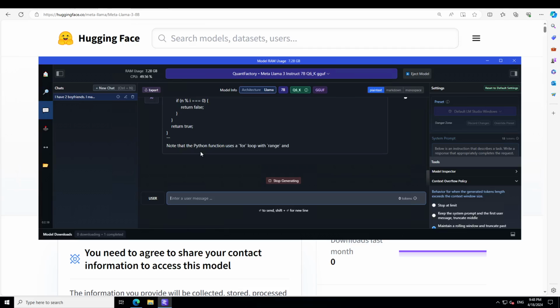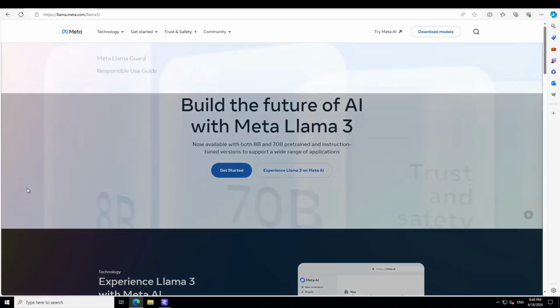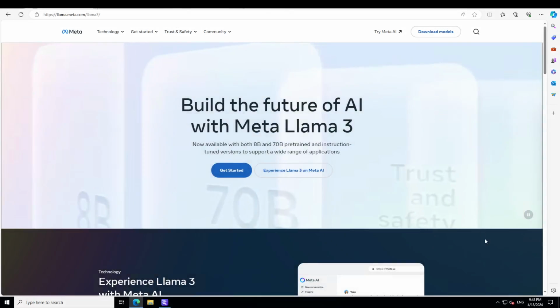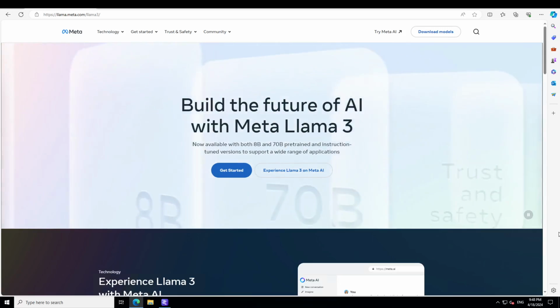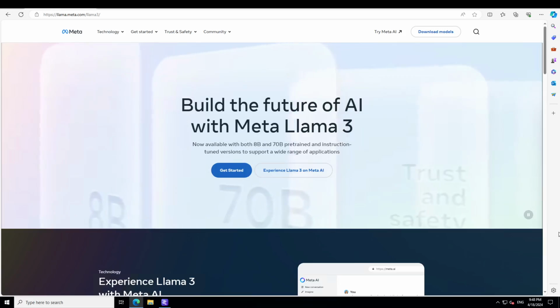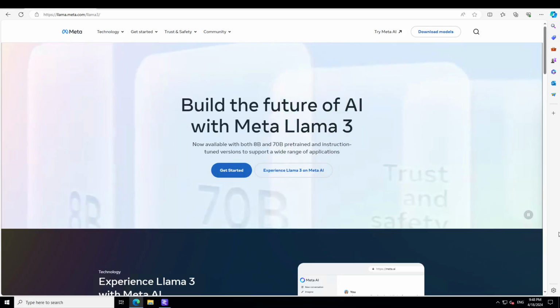And then it is also giving us a synopsis of the code. Just stop generating it. So you can see, guys, I think this is one of the best models from Meta, of course, Llama 3. We have been waiting for it for a long time. I will be doing more and more videos on Llama 3 in the next few days.